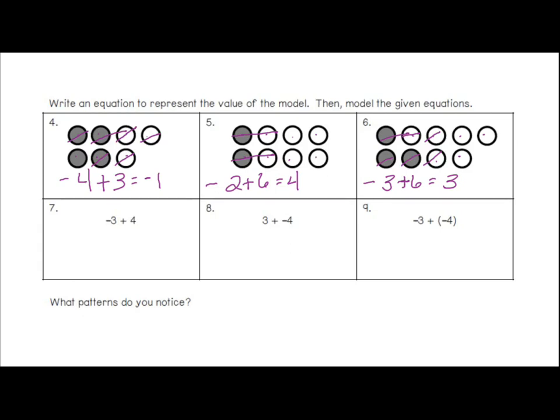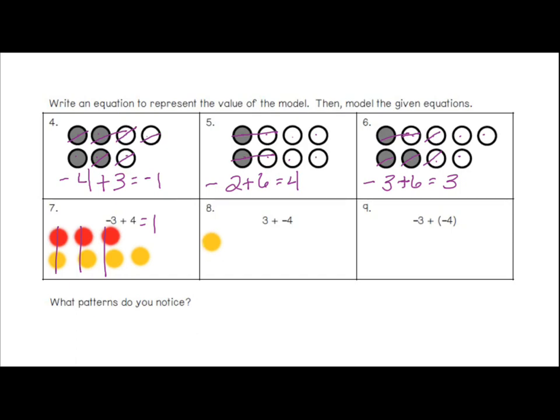So I'm going to begin with -3. So here's my -3, and then a positive 4. 1, 2, 3, 4. Well, I have 3 zero pairs, and I'm left with 1 as my answer. So look at the next one.